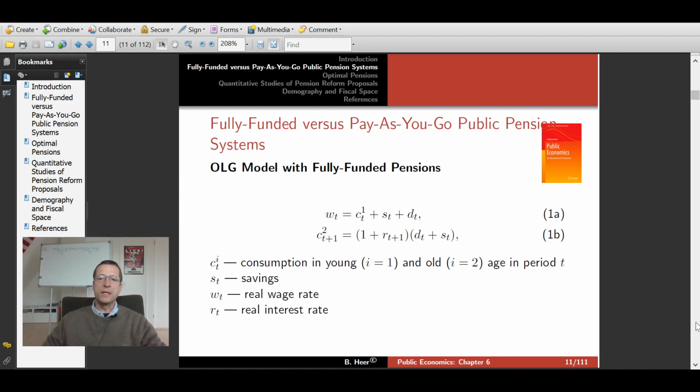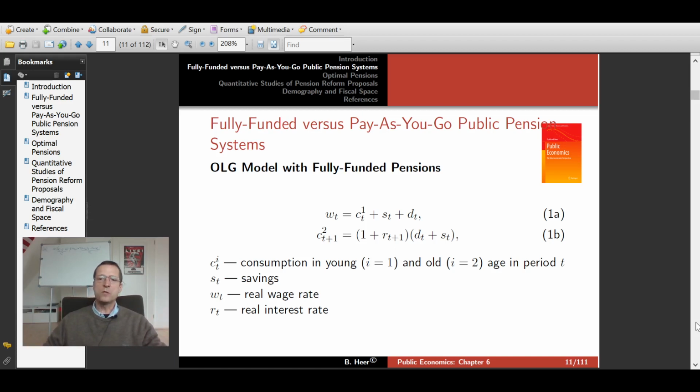And we have to pay Social Security contributions DT, so it's specified as a lump sum here. We will consider the sensitivity of this assumption also in the following. And the rest, we will save in the form of ST here. We invest ST in the stock market, in the capital market, or in the bond market, as you like, and we get return RT plus 1 over the next period. So we will receive 1 plus RT plus 1 on our savings.